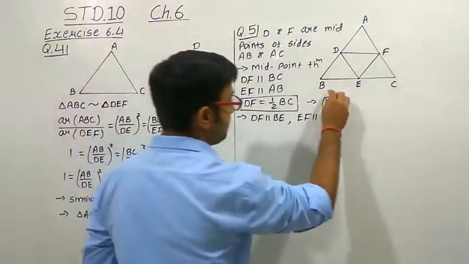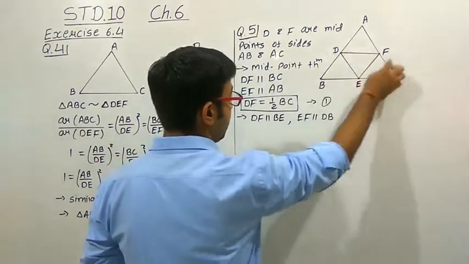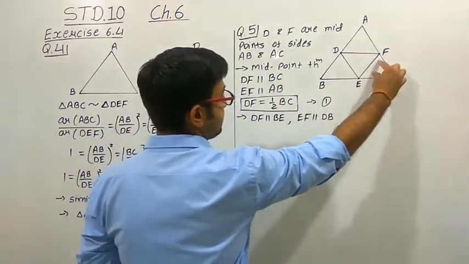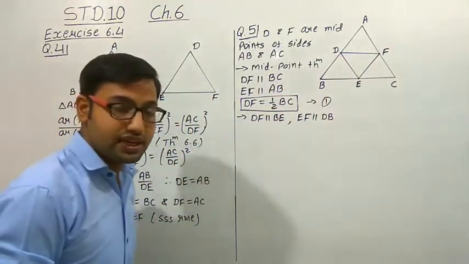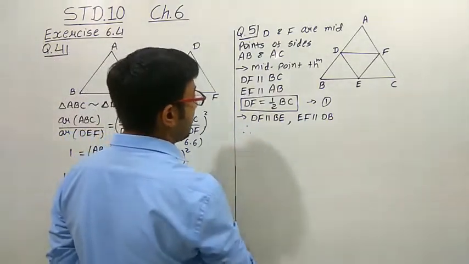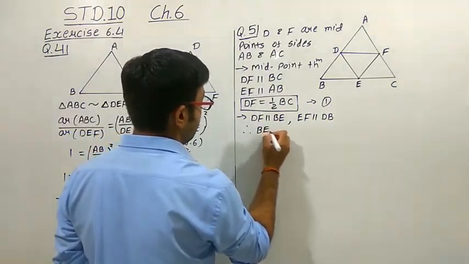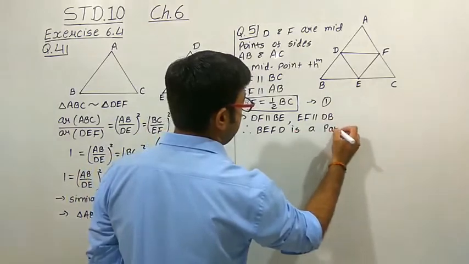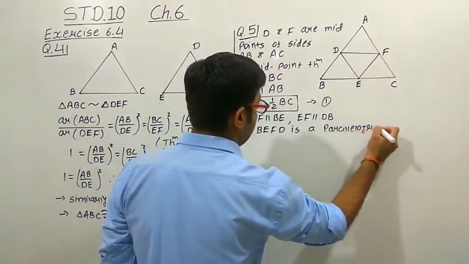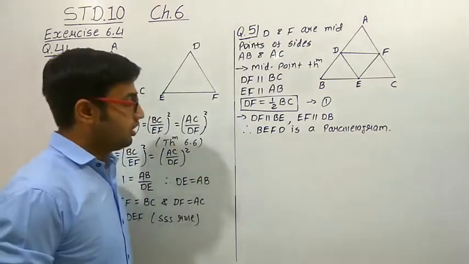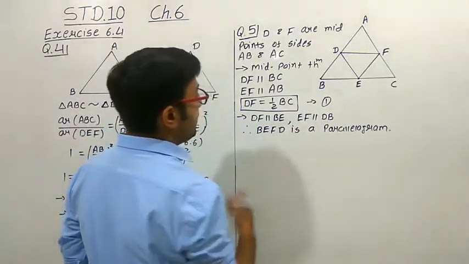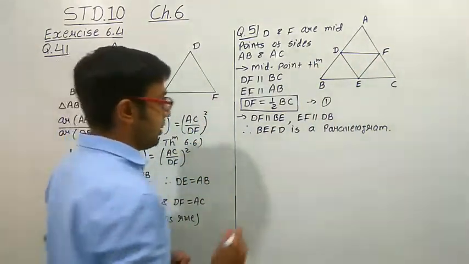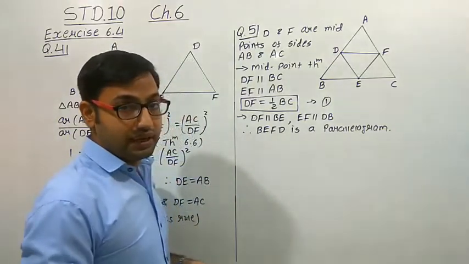Now notice the quadrilateral BEFD. DF is parallel to BE and EF is parallel to DB. That means both pairs of opposite sides are parallel to each other, and therefore BEFD is a parallelogram. This is the property of the parallelogram. As BEFD is a parallelogram, according to the property of parallelogram, opposite sides of the parallelogram are equal.